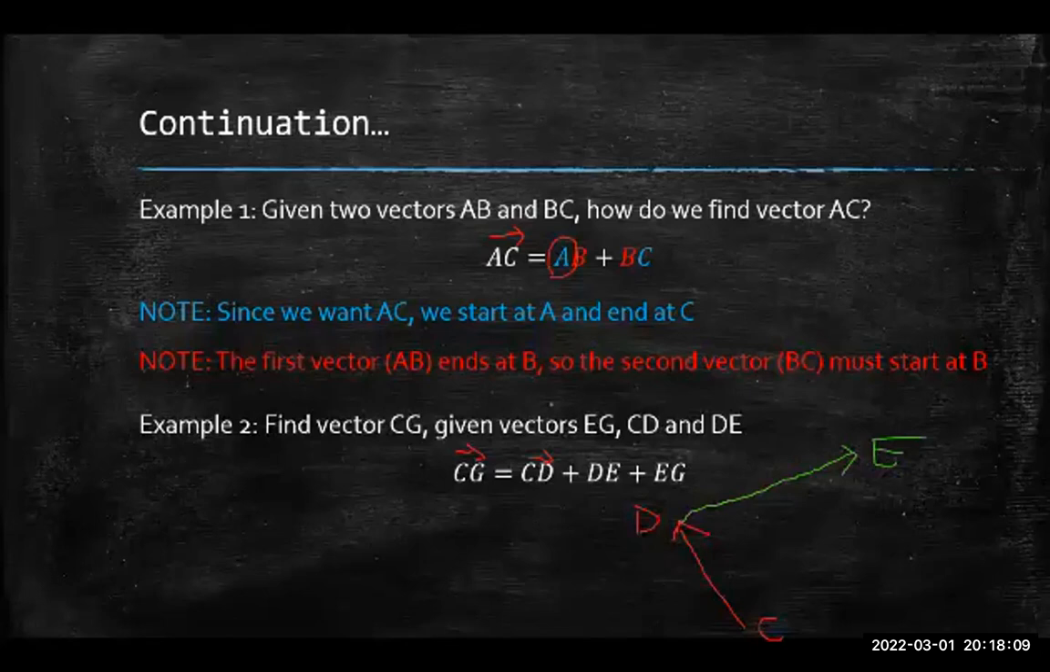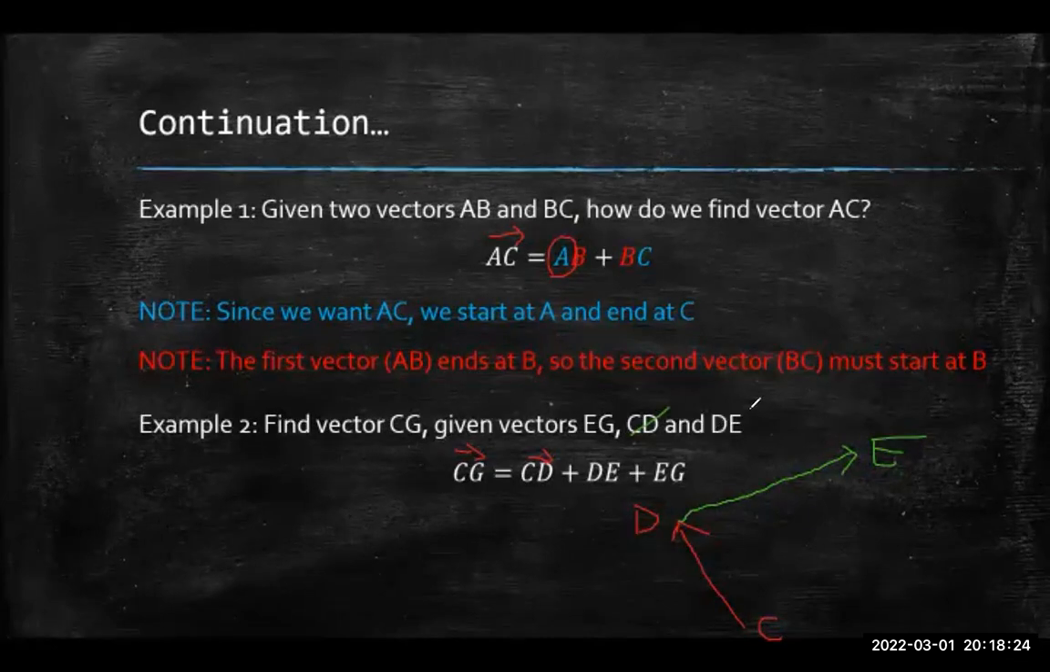But we don't stop there. In the previous example I had two vectors, but in this one we're not done, because we don't want CE, we want CG. So we already did this: CD, DE.